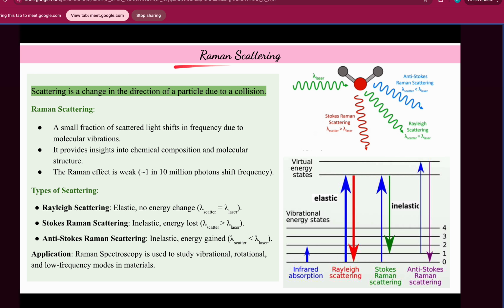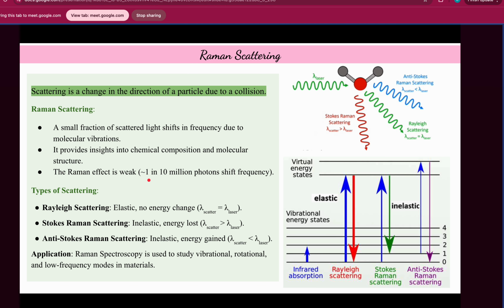So what he said is that scattering is a change in the direction of a particle due to its collision. Raman scattering says that a small fraction of scattered light shifts in frequency due to molecular vibrations, and it provides insights into the chemical composition and molecular structure, because collision depends on what molecules are present in the neighborhood. That influences the collision, and depending on that collision, the wavelength of light can change.